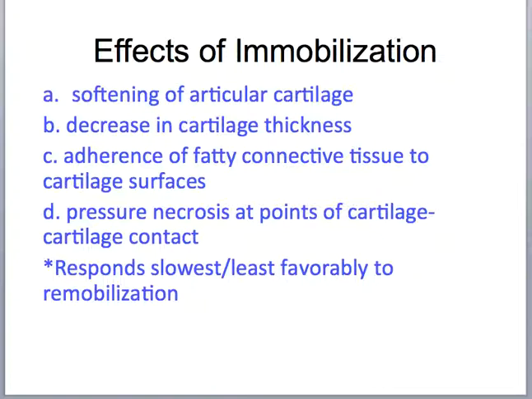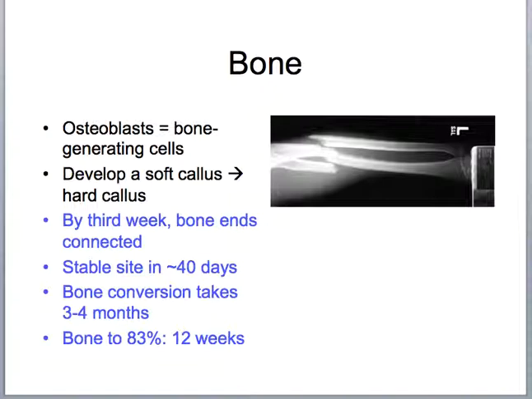Moving on to bone, we're talking about osteoblasts, or bone-generating cells, when we're talking about the healing process. And here's an x-ray of a fracture of the ulna and radius. And so the osteoblasts are going to be working a lot here. Obviously, this is a fairly significant and displaced fracture, which will take a while.